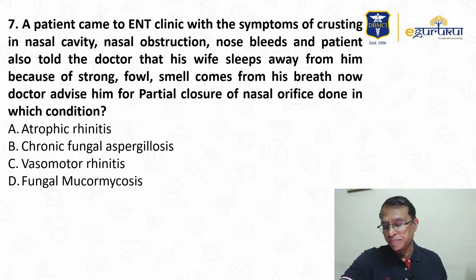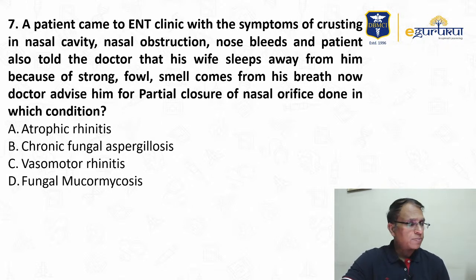Next one. A patient came to ENT clinic with symptoms of crusting in nasal cavity, nasal obstruction, nosebleed, and the patient also told the doctor that his wife sleeps away from him because of a strong foul smell coming from the breath. Now, the doctor advised him for partial closure of nasal orifice. This is done in which condition? Is it atrophic rhinitis? There are so many hints in this question to make a diagnosis.